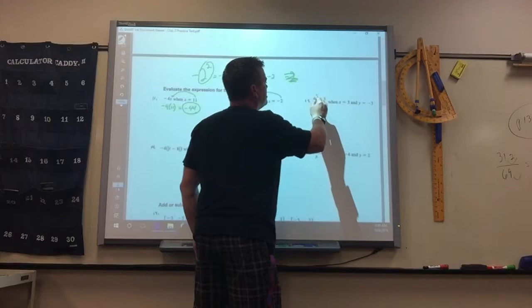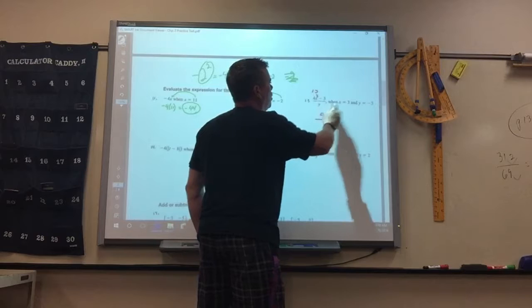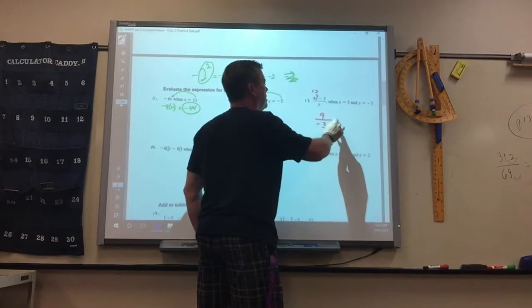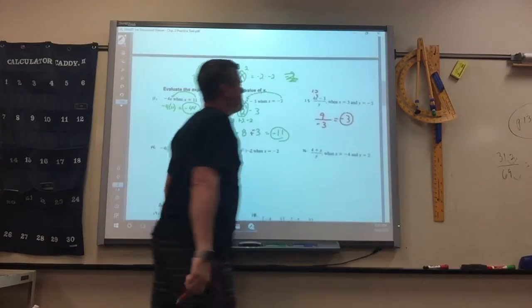4 times x is 12. Take away 3 is 9. Over y, which is negative 3. Remember a fraction, it's top divided by bottom, so that's negative 3.